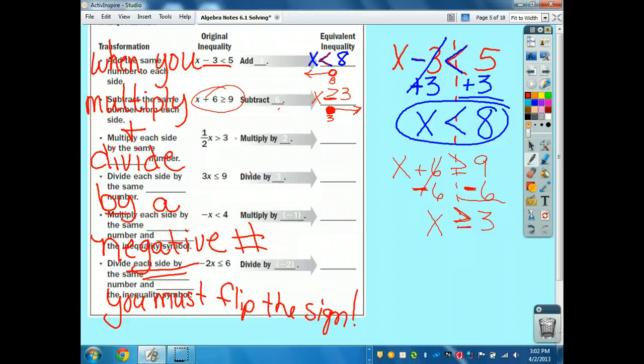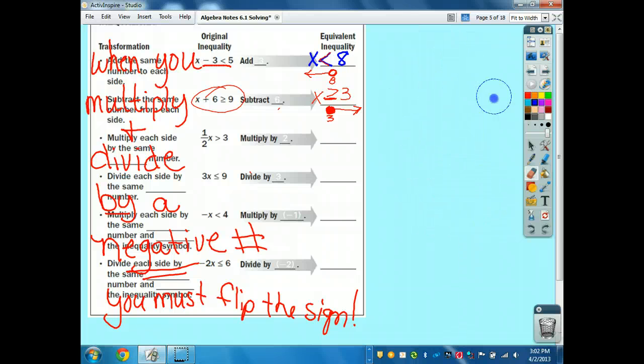Next one, do this please. Clear the fraction. One half x is greater than 3. What do I do to clear the fraction? Yeah, we do the reciprocal. We just multiply everything times 2. So what's 2 over 1 times 1 over 2? 1, so we have 1x or just x.